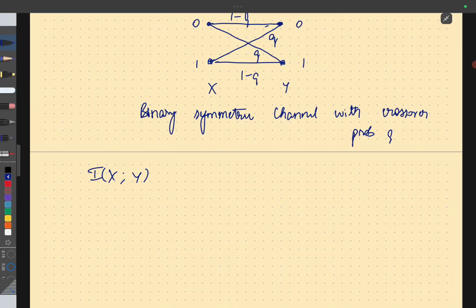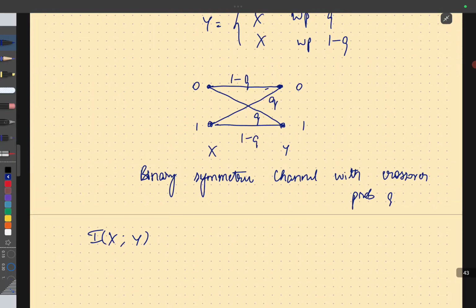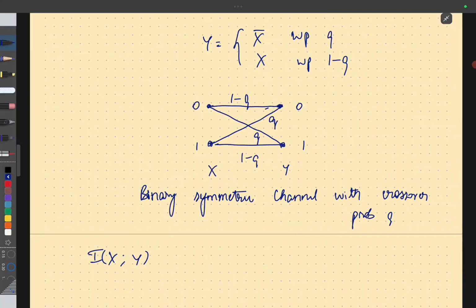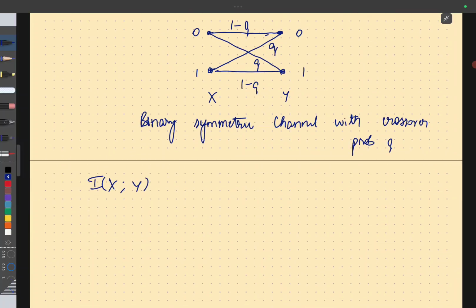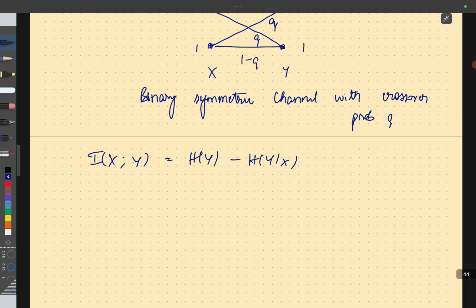H(Y) minus H(Y|X), that will be a little bit easier, right? Mainly because we get H(Y|X) almost for free. It's very easy to compute, but you also need to compute H(Y), which requires a little bit of effort, not too complicated. All right. So I(X;Y) is equal to H(Y) minus H(Y|X). So let's try to compute these. For this, let's do the easy part, which is H(Y|X).